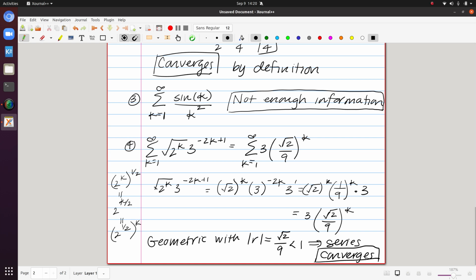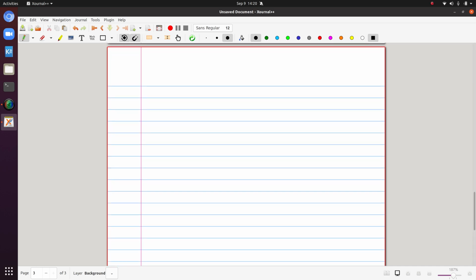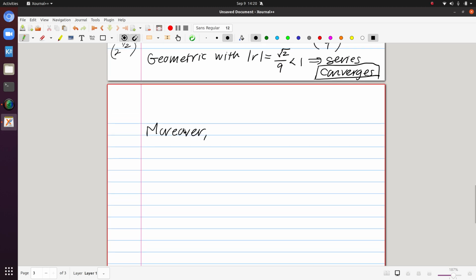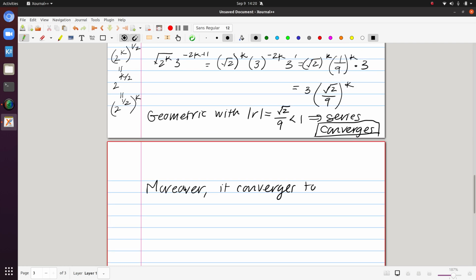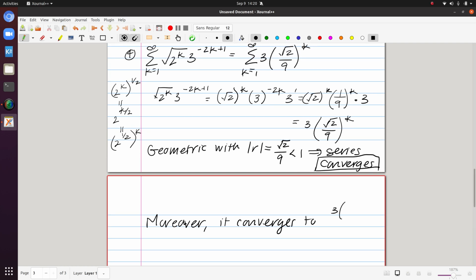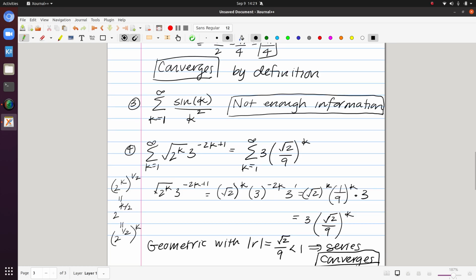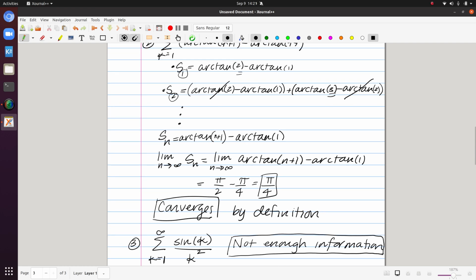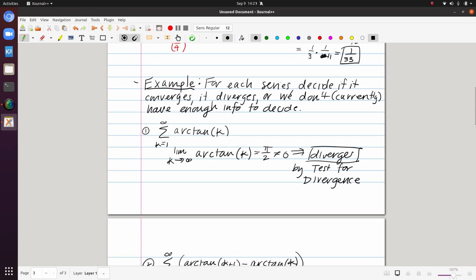But I'll point out that if we were asked, we could find the sum. So it converges, but moreover, it converges to, if we bring up that series there, the first term, which would be 3 times root 2 over 9 to the first power, all over 1 minus root 2 over 9. So we could find the value of the sum of that series, but to be clear, we only, according to the instructions, had to decide if it converged or diverged.